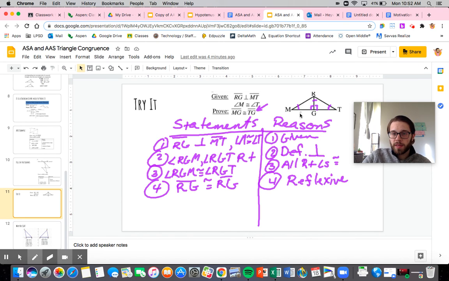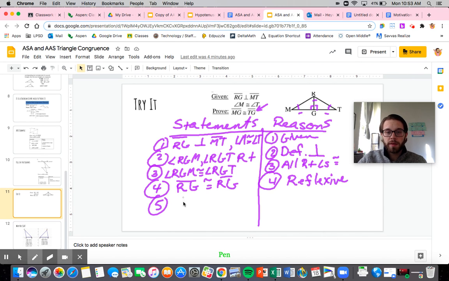However, it's asking us for something else. It's asking us to show that these two sides are congruent. And we can do that once we say that the triangles are congruent by CPCTC, corresponding parts of congruent triangles are congruent. So again, whenever you have two triangles like that, it's very common that you'll have to prove that they are congruent in order to do something like this.